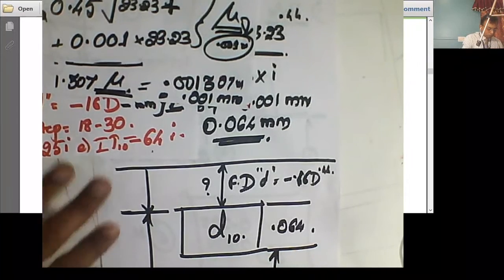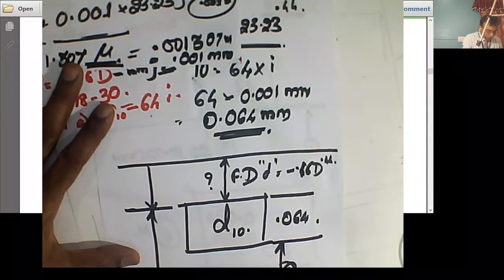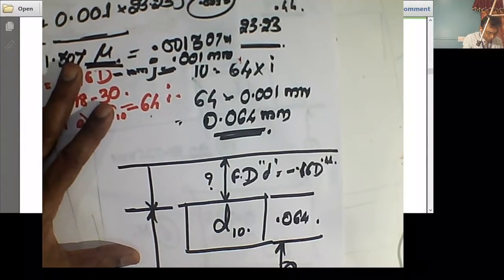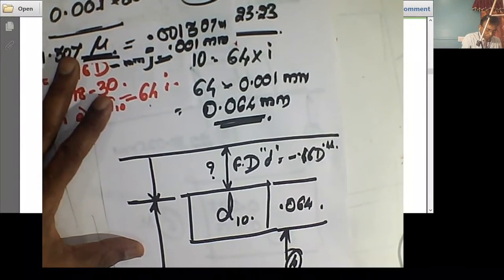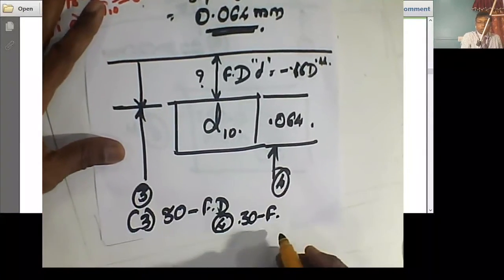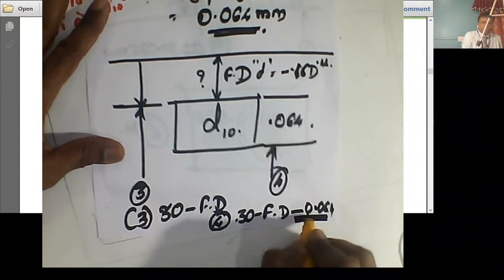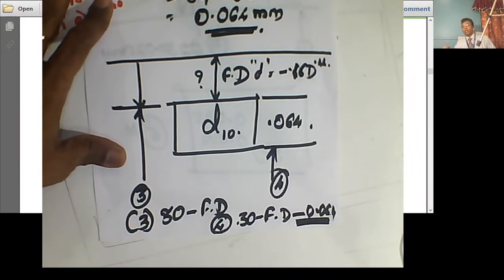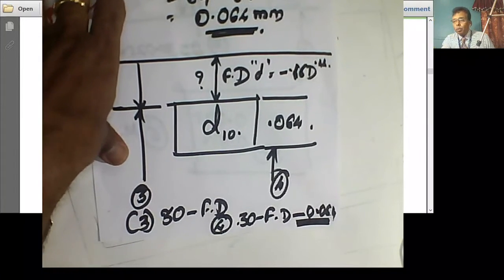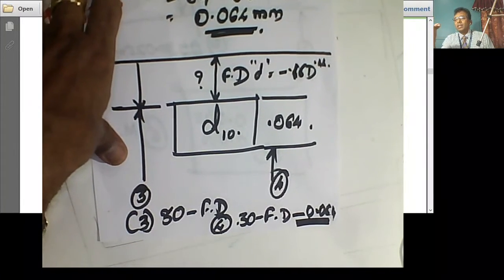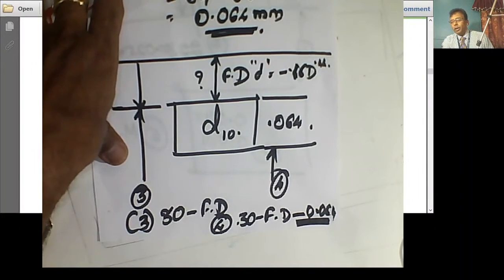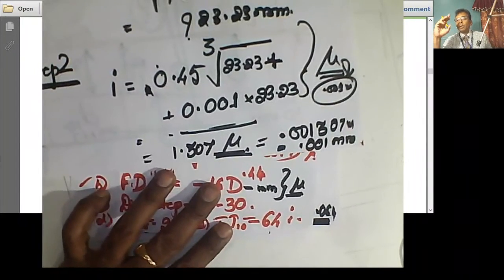All we need to find out: number 3 is the maximum size of the shaft, 30 minus fundamental deviation, this value. And number 4 is equal to 30 minus fundamental deviation minus 0.064. Please find out these values. You should be able to get the answer. All the 4 values are over. Problem gets solved. You should get something around 29.2, 29.3. I don't know how much it comes out to be. This is how the problem is solved.